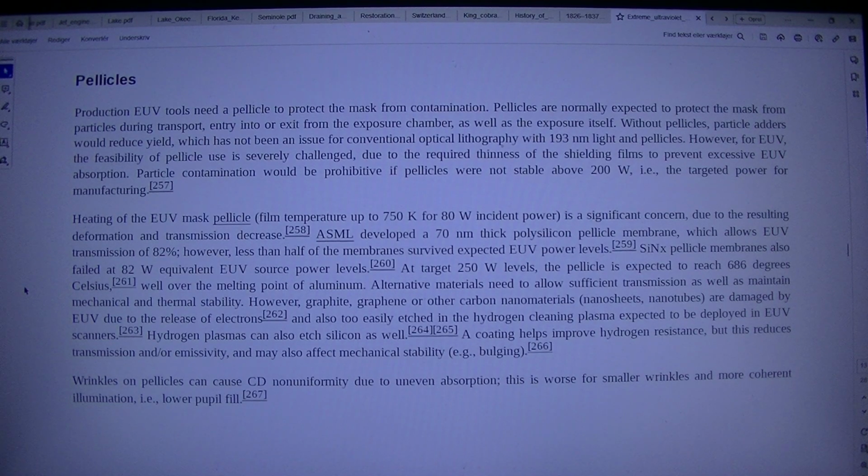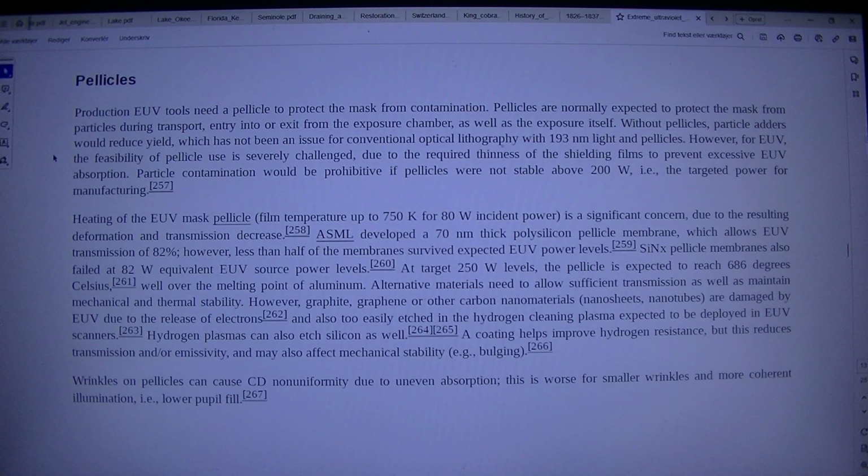264. 265. A coating helps improve hydrogen resistance, but this reduces transmission and/or emissivity, and may also affect mechanical stability, for example, bulging.